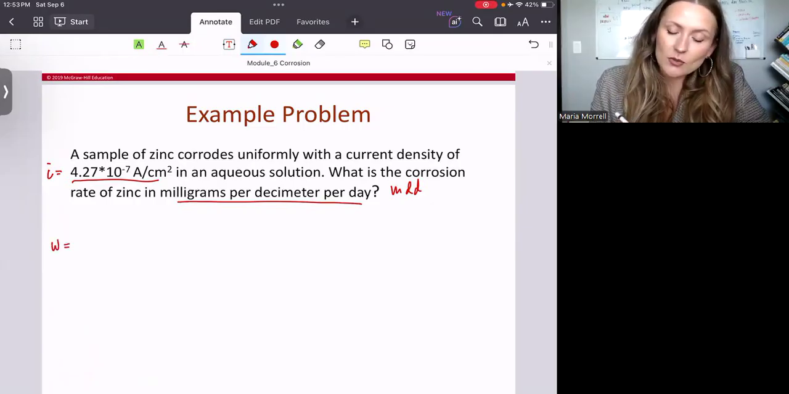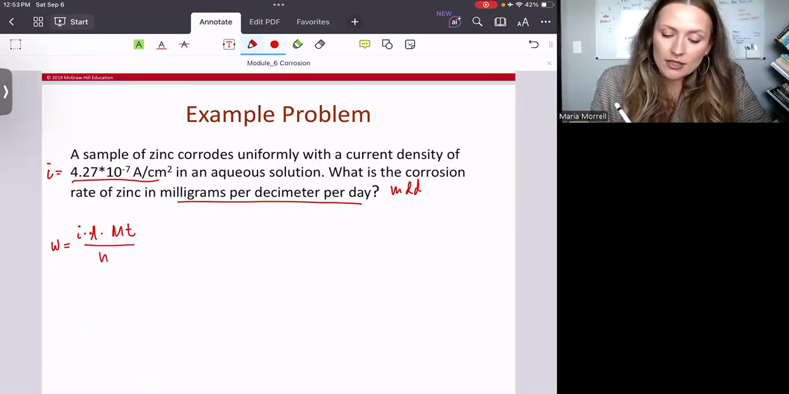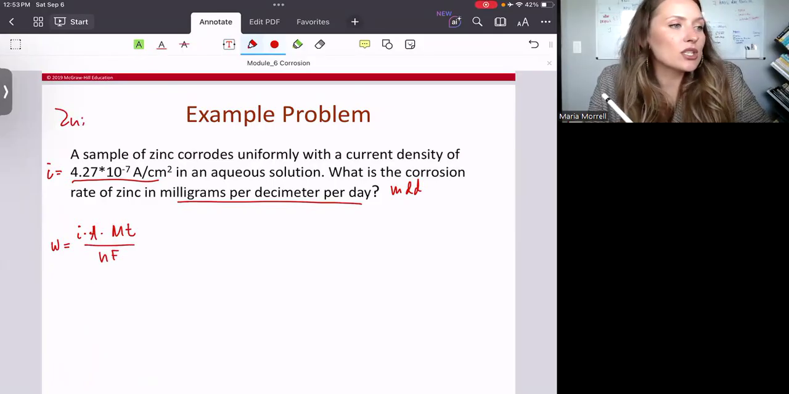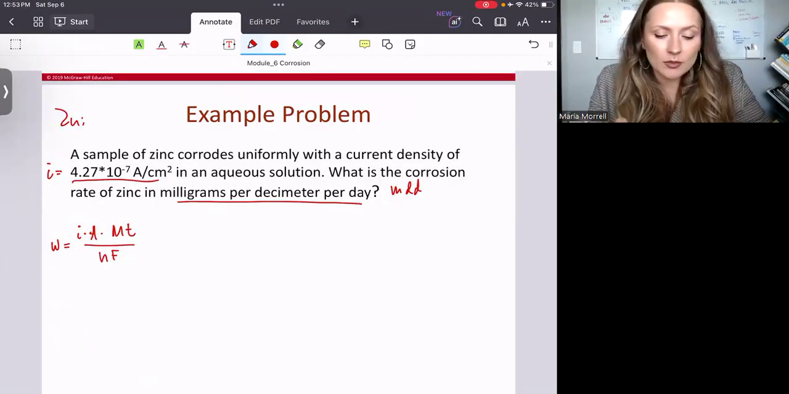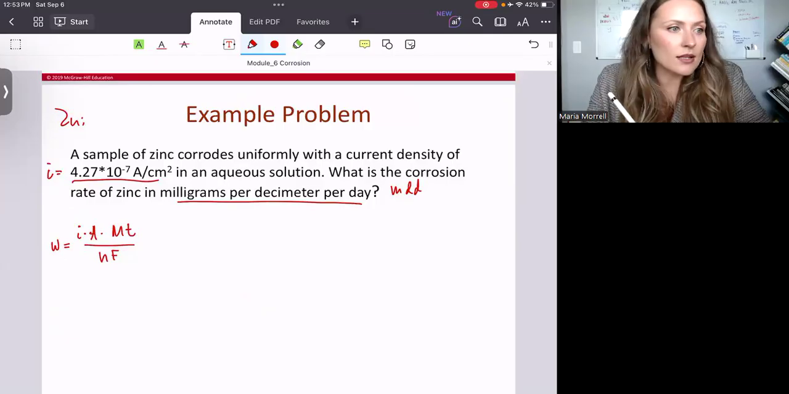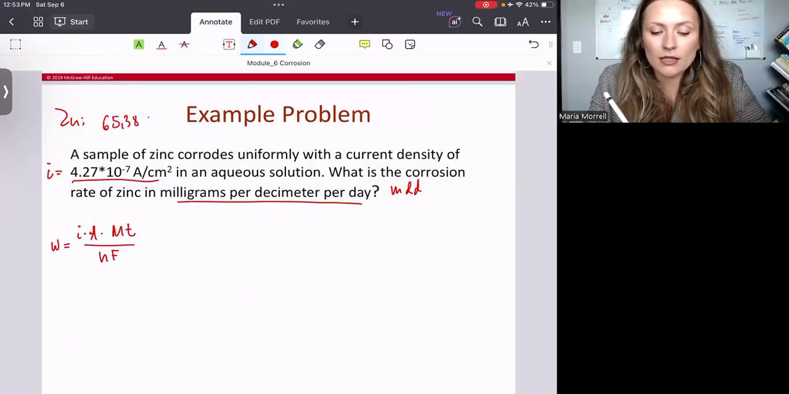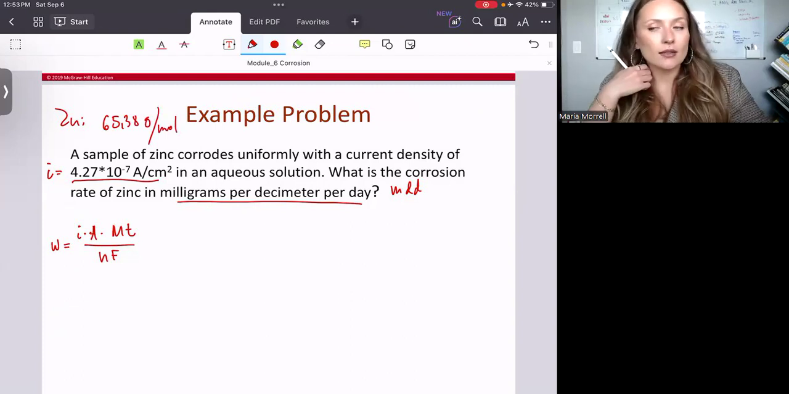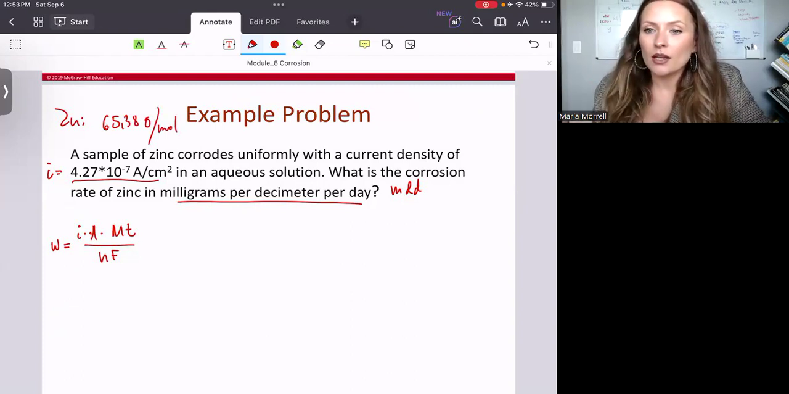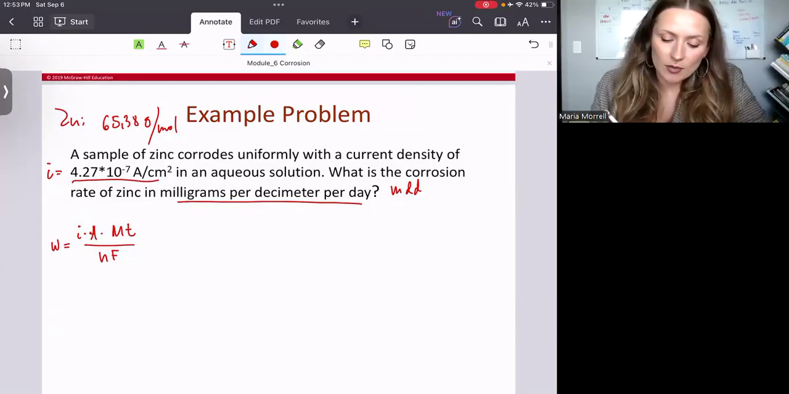All right, well, I'm going to start with this one. So I know it's going to be current density times area times molar mass times the time. And then here I'm going to have an F, and I'm given zinc. The information that I have about zinc is that it involves 2 electrons, and the molar mass is going to be 65.38 gram per mole. I pulled that number from the periodic table.